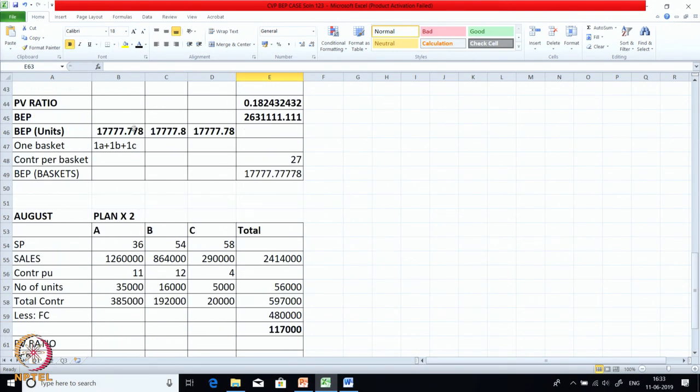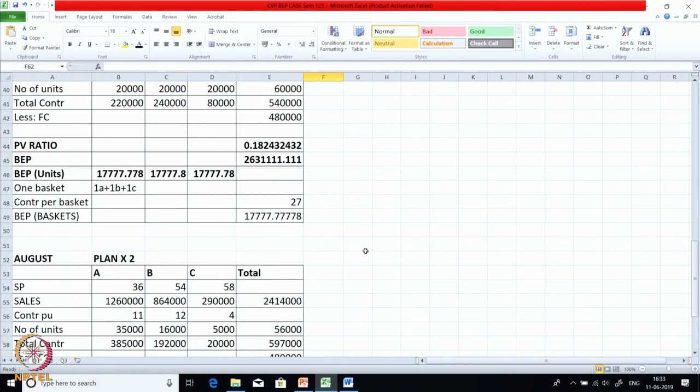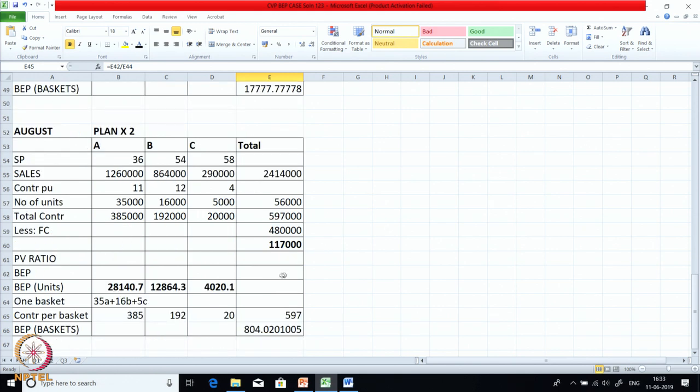Getting it? So like earlier, but earlier the quantity was same because it was 1 is to 1 is to 1 basket. Now different quantities of A, B and C in the given mix, that is 35, 16 and 5, this is the minimum sales to be achieved or break-even sales. How will you do it in terms of rupees? I think you know, we have done it here. First of all, calculate weighted average PV ratio for this basket and then compute the BEP. So how to get PV ratio? Contribution divided by sales.